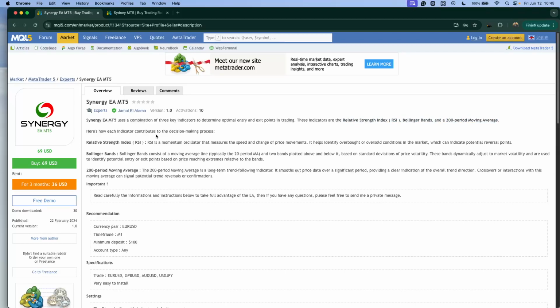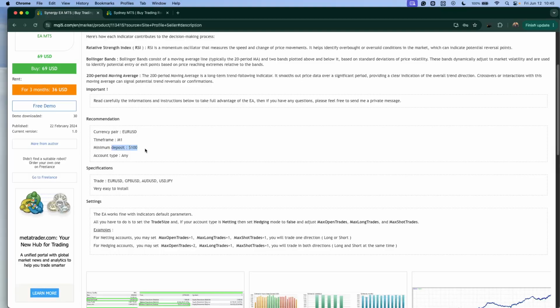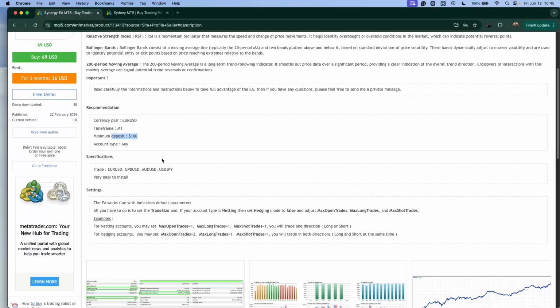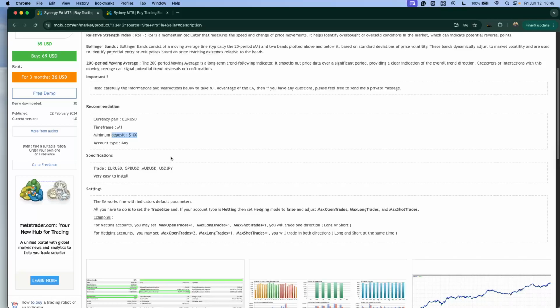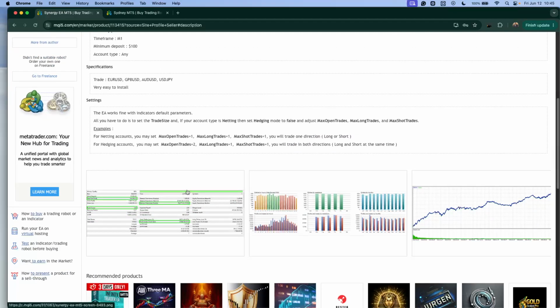Also, it's recommended for EURUSD on the 1 minute time frame, with support for GBPUSD, AUDUSD, and USDJPY. The minimum deposit is just $100, and it works on any account type with hedging adjustments. The EA is marketed as easy to install and run with default indicator settings. Just set your trade size and adjust max trades based on netting or hedging account, and you're good to go. So it's like a plug and play. The settings and everything have all been handled for you by the developer, Mr. Jamal. And let's look at their backtest numbers.